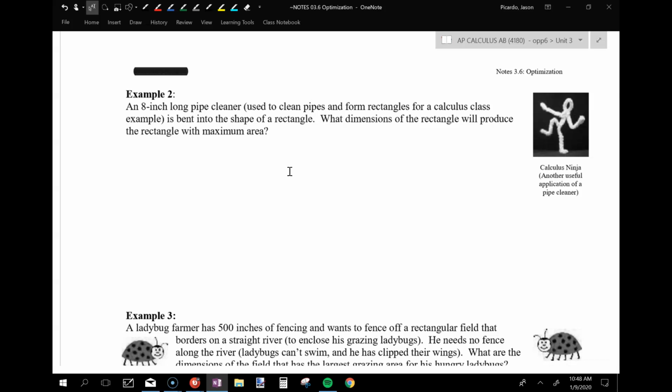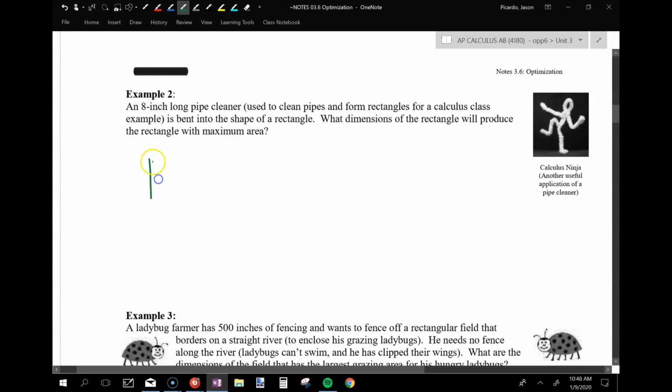So I have a piece of pipe cleaner. Pipe cleaner is the bendy, fuzzy things, right? And it's 8 inches long, and we're going to bend it to create a rectangle. So what does that mean? It means I have some rectangle. Do I know the dimensions of it? No. So what am I going to call them? Length, width, length, width.